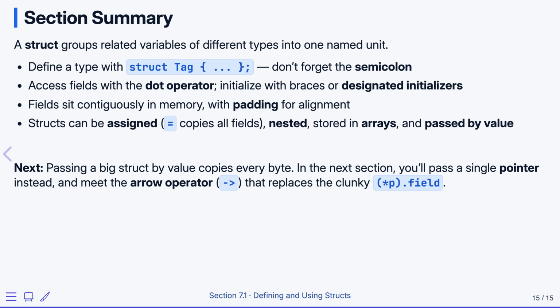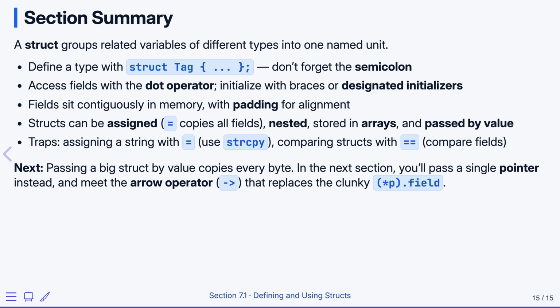Structs are flexible. You can assign one with equals, nest one inside another, store them in arrays, and pass them to functions by value. And watch 2 traps. Do not assign a string with equals, use strcpy. And do not compare structs with equals, compare field by field. Next, we pass a big struct by pointer and meet the arrow operator.